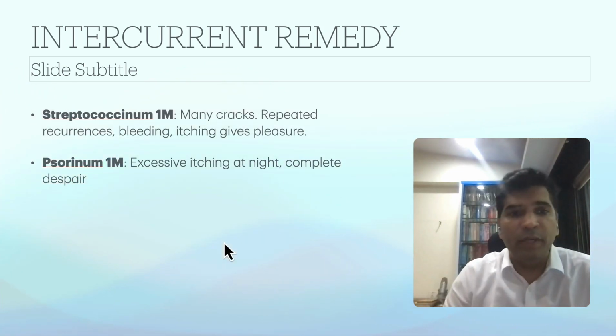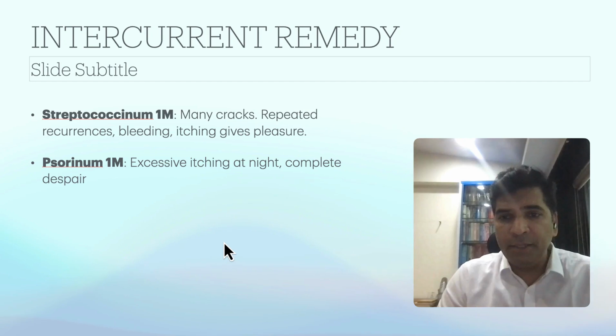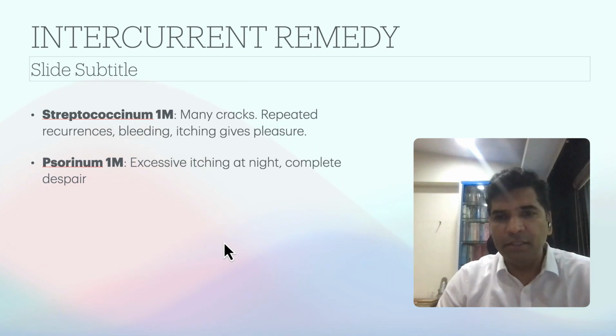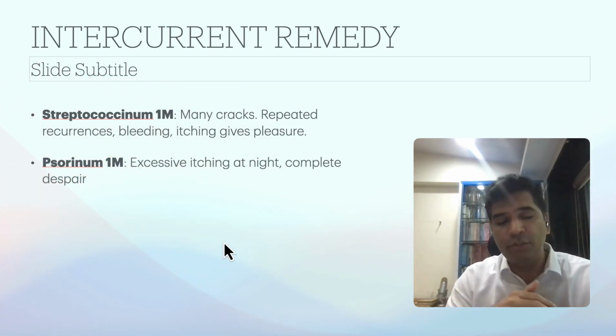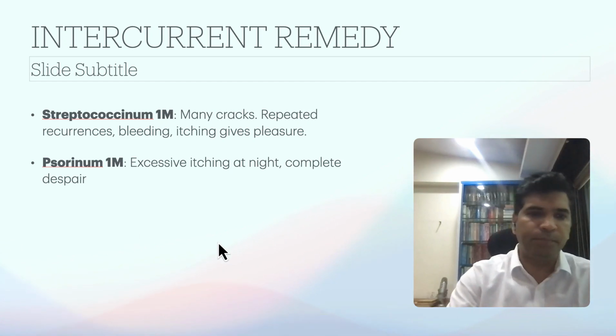Then you have Sorinum 1N: excessive itching at night with complete despair. And there is the foul smell, which we already discussed about Sorinum. There is despair in all Sorinum skin conditions. There is total despair. The patient feels that he is not going to get better with any treatment. That is Sorinum.